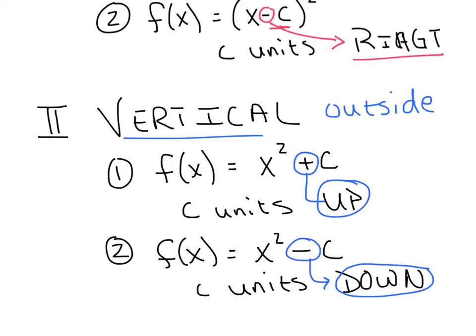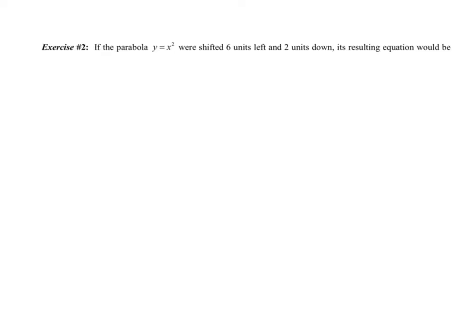Let's go practice these. Okay, so here's our first example. It says the parabola shifted 6 units left and then 2 units down. The order actually doesn't matter. We can go 2 units down first and 6 left, either way. The resulting equation would be blank.